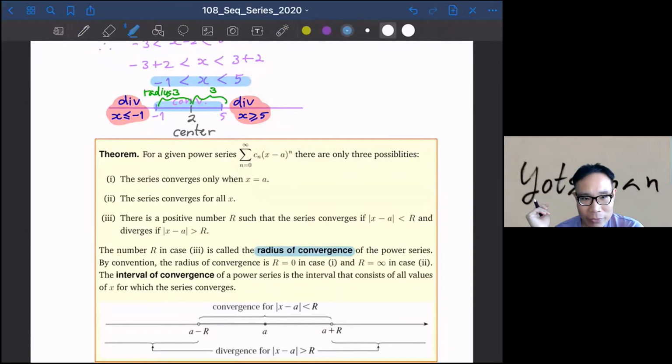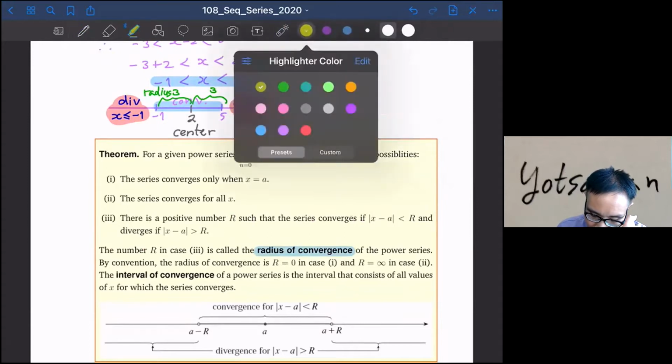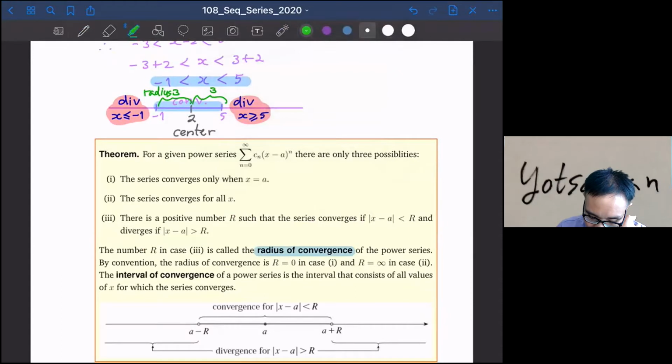And you see that it's going to be centered at 2. So if you compare with this situation, you're going to have A, which is your center, and you're going to have the radius of convergence. So it means that inside this one turns out to be convergence, and outside is going to turn out to be divergence. And this interval will be called the interval of convergence.